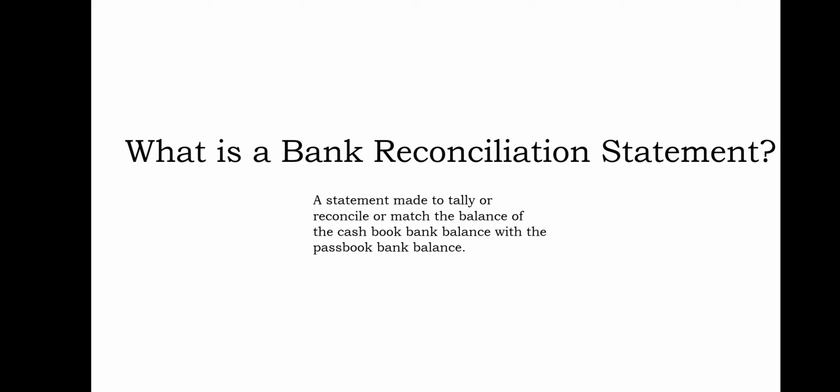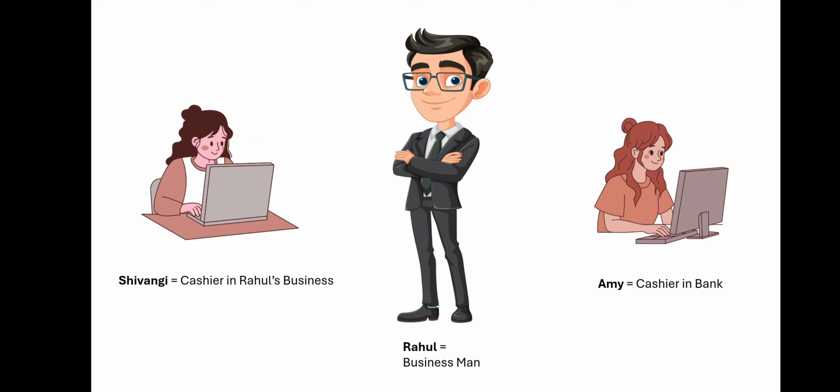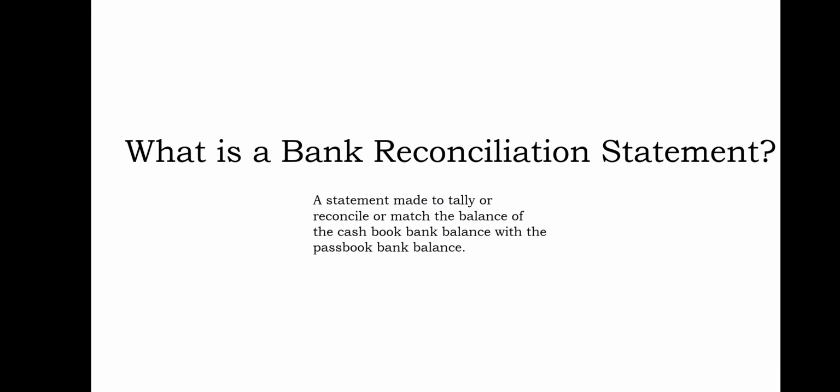But the most important question is why these two things are not matching. As I told you, either Shivangi missed something and didn't write it, or Amy missed something and didn't write it. Or Shivangi gets to know about it very late from Amy, or Amy gets to know very late from Shivangi about the transaction. That is the reason both books are not matching. So, there are two big reasons cash book bank balance does not match with the passbook bank balance. One is the time difference and one is the error.